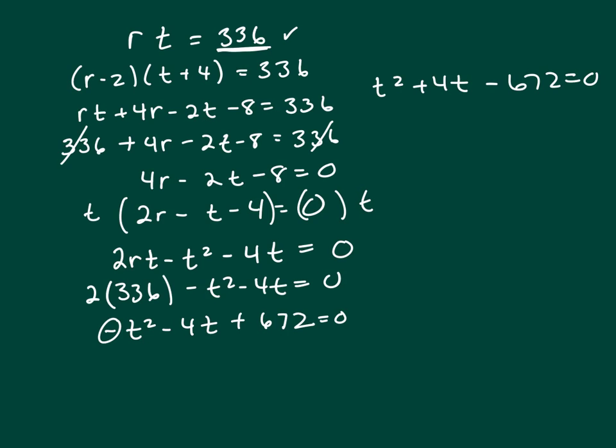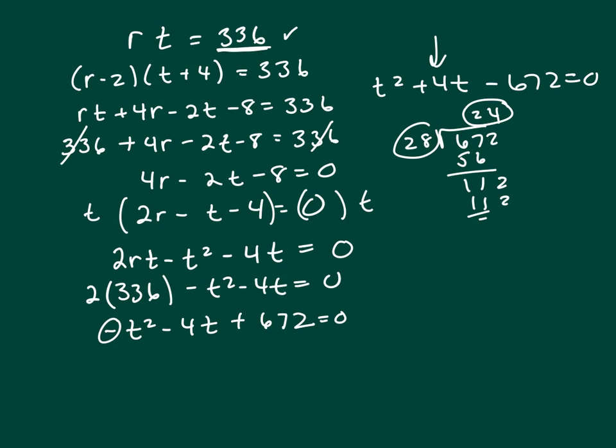Let's see if 28 will go into 672. 28 will go into 672. That's 2 times 8 is 16. It's 56. That's 112. And I think that's 4 times 8 is 32. 8, 9, 10, 11. Yeah. So 672 is 28 times 24, and notice the difference between these two would be 4.